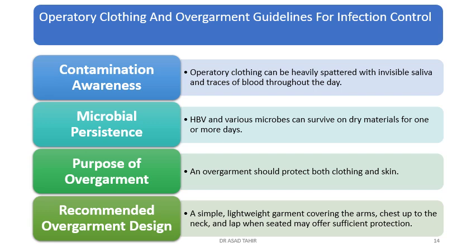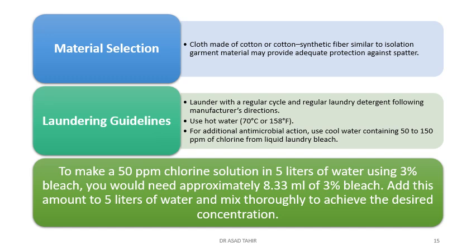Recommended overgarment design. A simple, lightweight garment covering the arms, chest up to the neck, and lap when seated may offer sufficient protection. Material selection. Cloth made of cotton or cotton-synthetic fiber, similar to isolation garment material, may provide adequate protection against spatter.